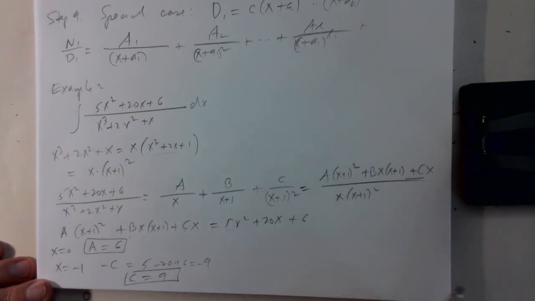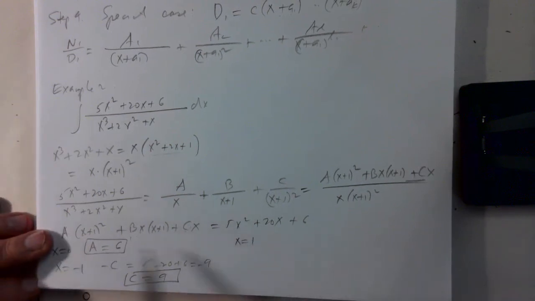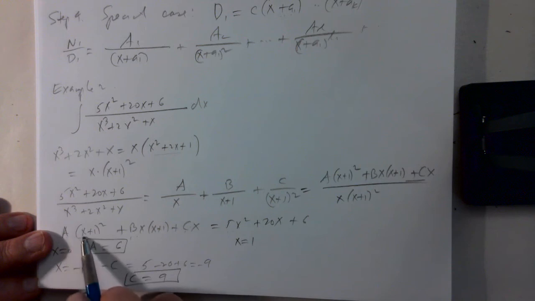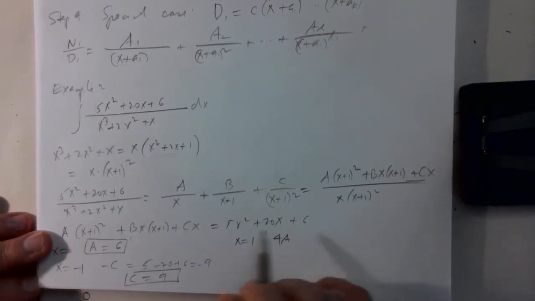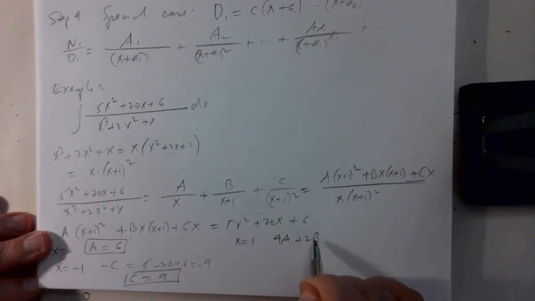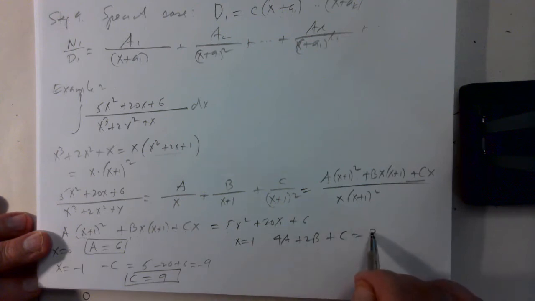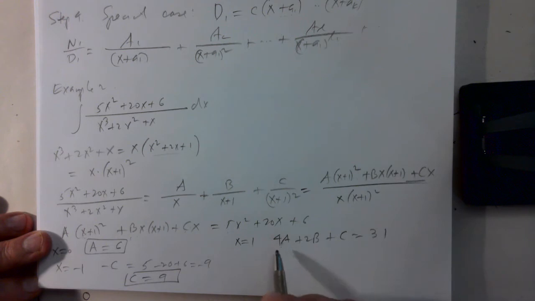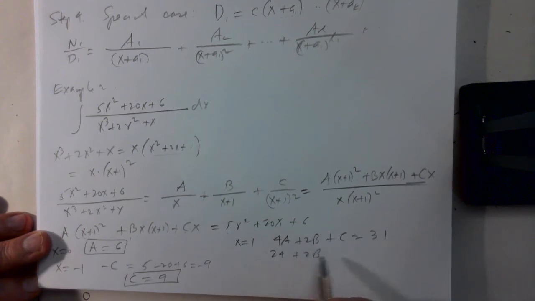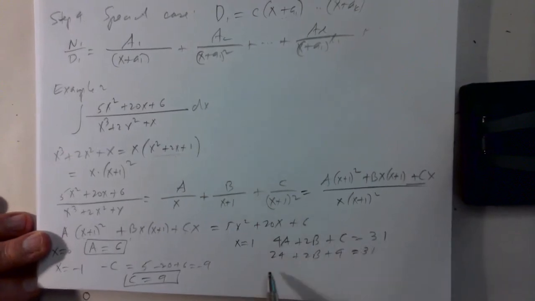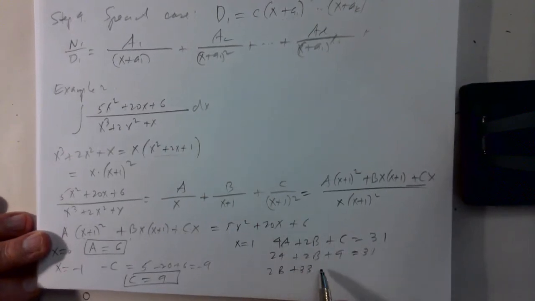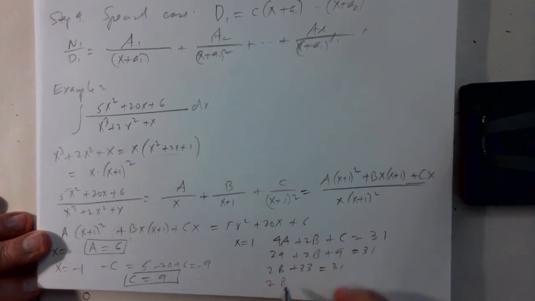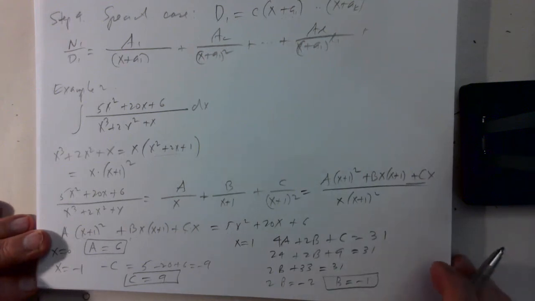What about b? Well, let's just take a small number. Let's maybe take x equal 1. When x is equal to 1, you get a times 2 squared, 4a, plus 2b, plus c equals 31. Of course, a is 6, so this is 24, plus 2b plus 9 equals 31. So 2b plus 33 equals 31. 2b equals -2. So b equals -1. Perfect.